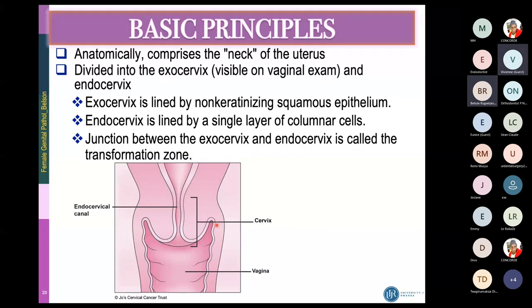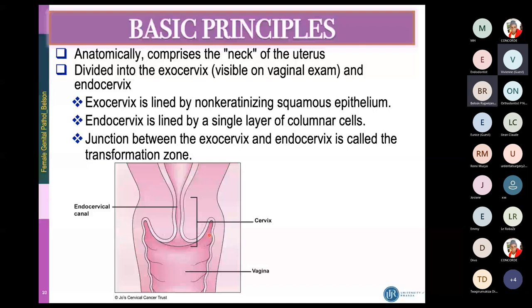The difference then on histology: you saw that the ectocervix is lined by stratified squamous epithelium, which is not keratinized. You find keratin when the cervix becomes traumatized, usually because of sexual intercourse, or another cause of trauma, or chronic inflammation.